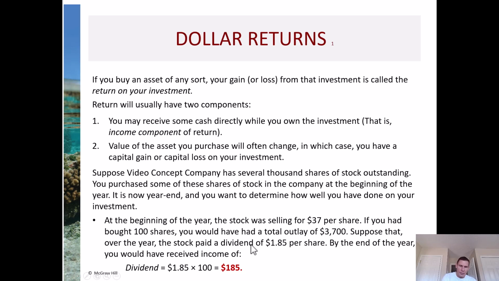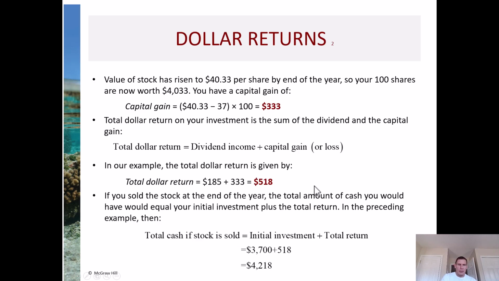Suppose that over the year, the stock paid a dividend of $1.85 per share. So by the end of the year, you would have received income of $1.85 per share times the 100 shares, you would have gotten $185 in dividends. So the value of the stock has risen to $40.33 per share by the end of the year. So your 100 shares are now worth $4,033. So you have a capital gain of, plug in the 4,033, subtract the 37 you paid, times the 100 because you got 100 shares, and you get a gain of $333.